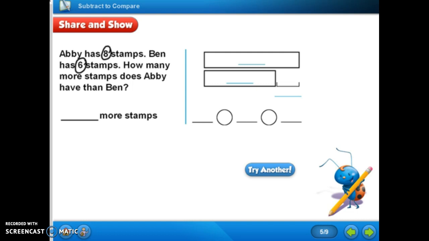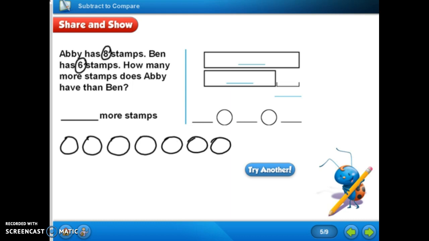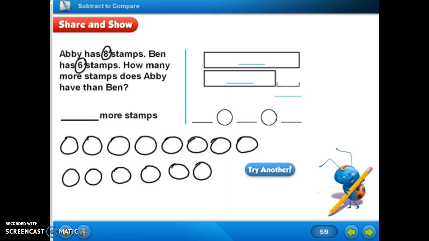Let's draw Abby's 8 stamps. 1, 2, 3, 4, 5, 6, 7, 8. Where is that number going to go on my bar model? Let's draw Ben's stamps and then fill in our bar model. Ben has 6 stamps. 1, 2, 3, 4, 5, 6.